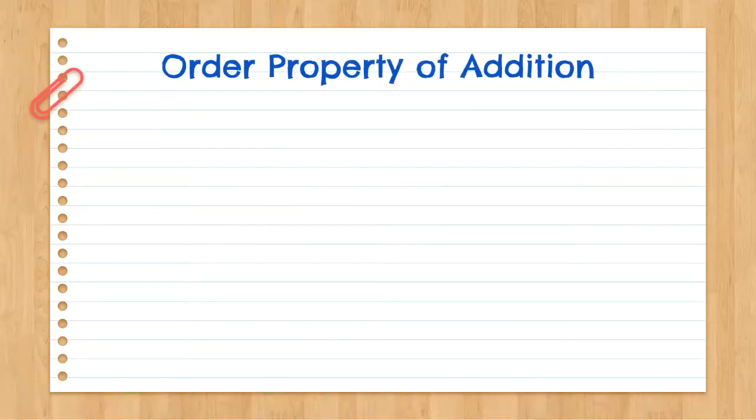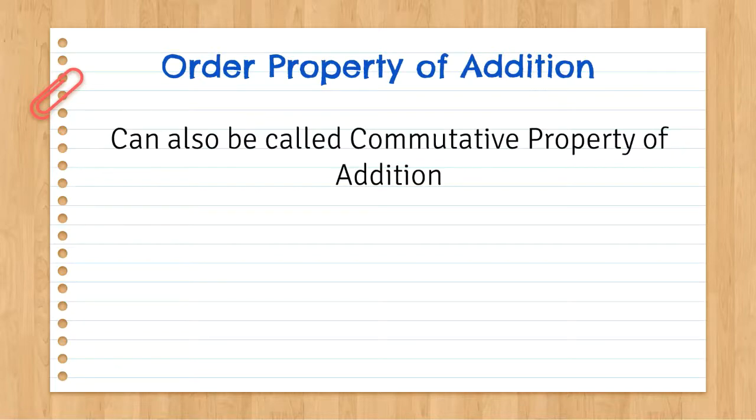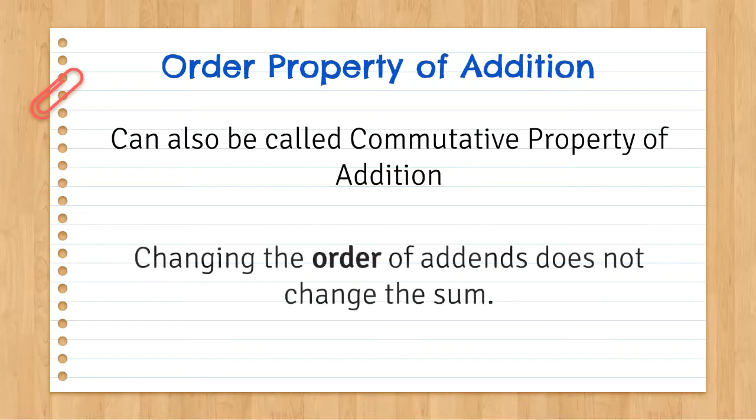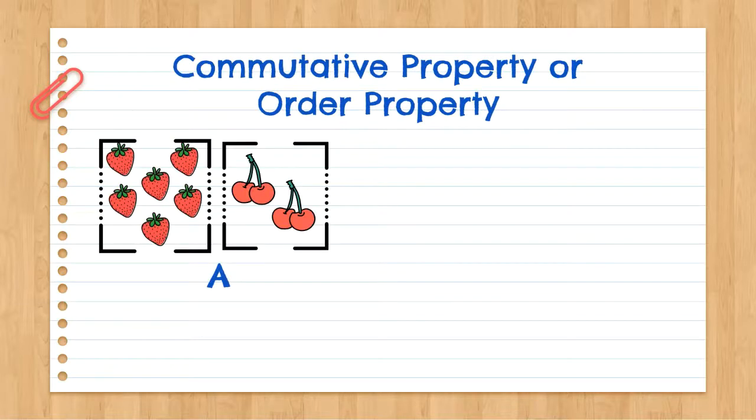Now let's go to order property of addition. This property can also be called commutative property of addition. It says that changing the order of addends does not change the sum. So let's see an example of it. Now let's check this example out.